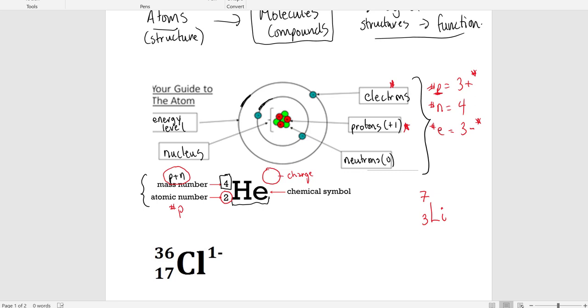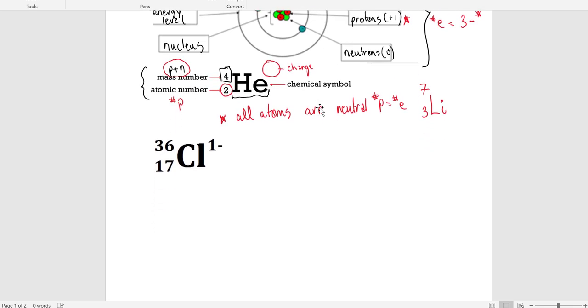And this is true for all atoms, right? All atoms are neutral. That means that the number of protons equals the number of electrons. Okay? What I'm going to get you to do is pause the video and try this, and I want you to figure out what are the number of protons, what are the number of neutrons, and in this case, we've got a charge, so I want you to try and figure out the number of electrons. Okay? Pause the video, give it a shot.